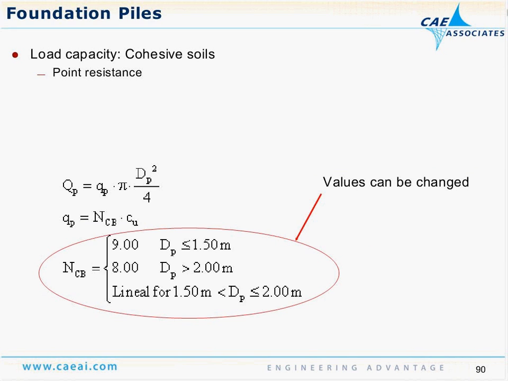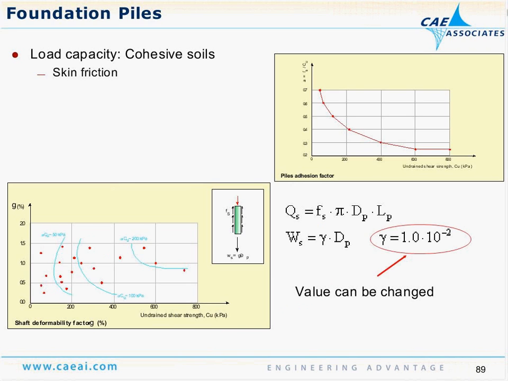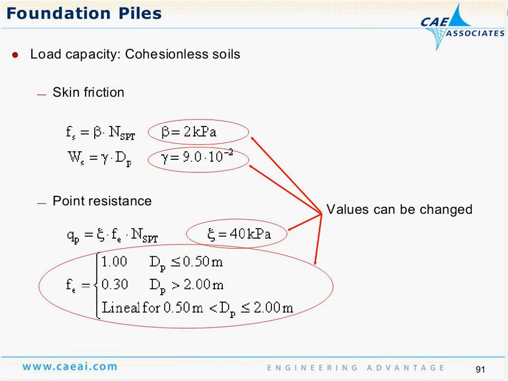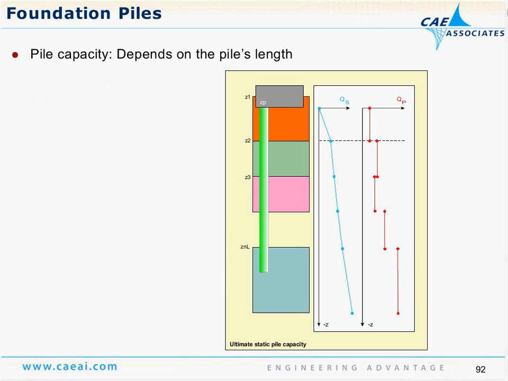We have both a frictional type resistance as well as point resistance. Again, the point resistance capabilities can be modified. The default values are predefined, and this applies not only to the cohesive but also the cohesionless soils. The pile capacity is, of course, a function of the depth of the pile, and that's taken into account directly in the CivilFEM module in terms of defining the resistance.